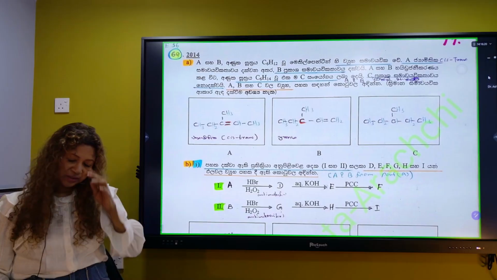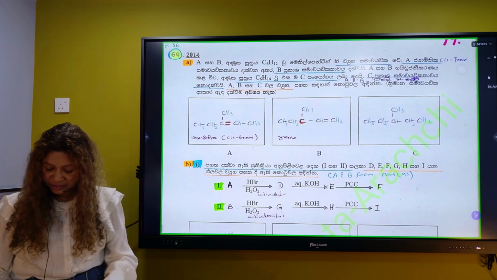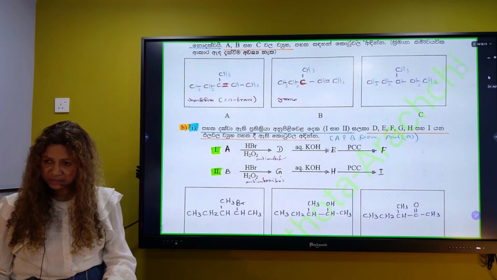I told you guys isomerism was a very little part, but there is always an initial part of any question coming through isomerism.